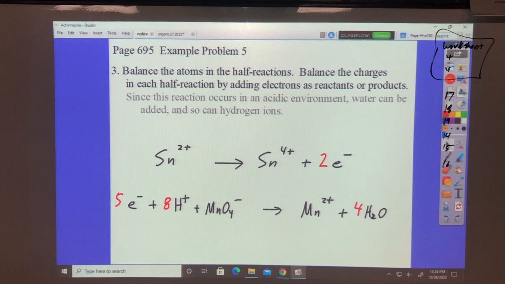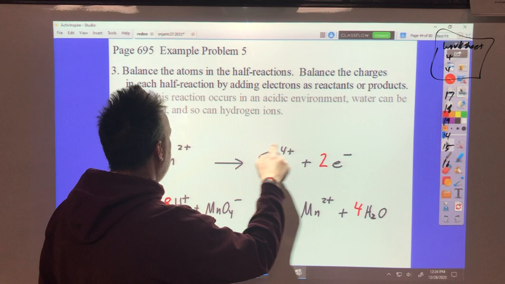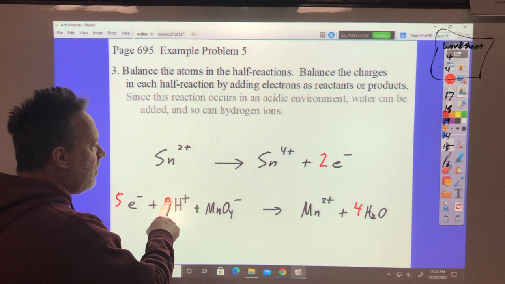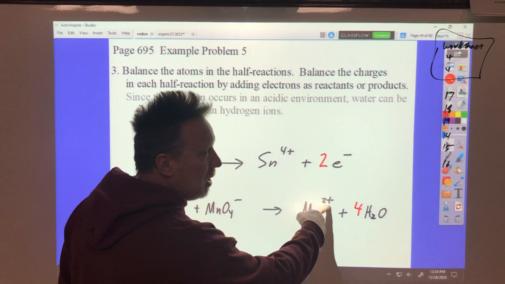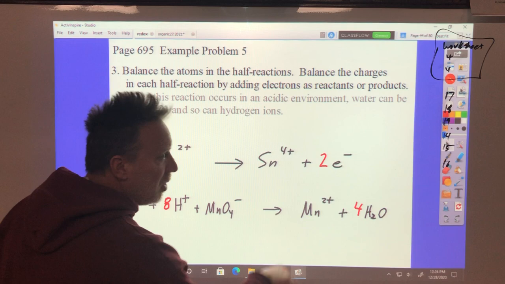Now, we want to balance the charges. So I have two positive and four positive. I must have two electrons to balance. Four plus negative two is two positive. Here I have eight positives and a negative is seven positive. Two positive, I have to have five electrons. So I have five negatives and one negative is six negative. Eight positive is two positive on this side. That side's two positive. So I add an electron to balance. What's next? Get the electrons the same.